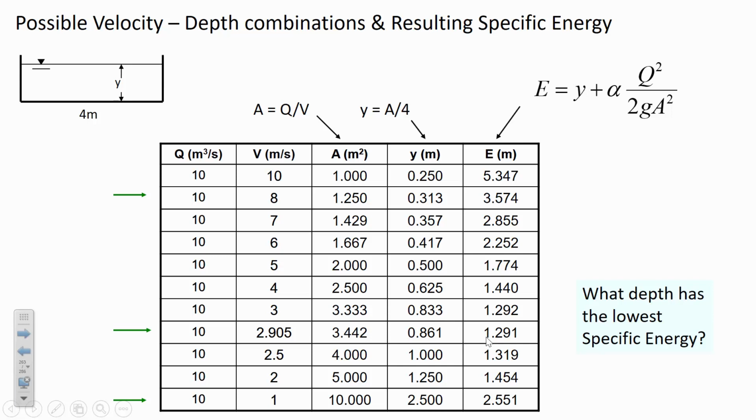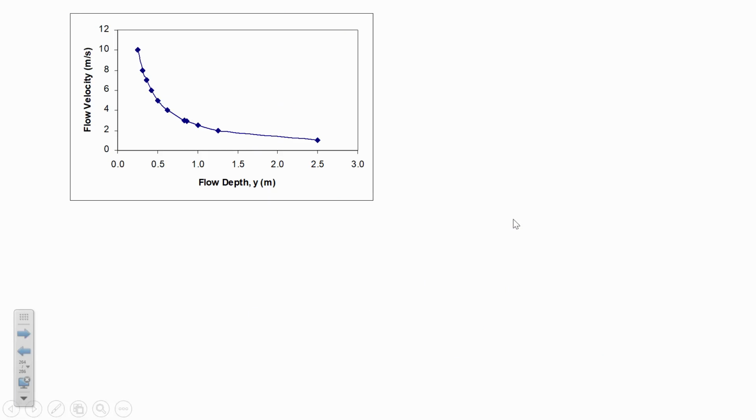There's also this point of minimum specific energy, and you may be wondering why I picked such an odd velocity and why it ended up being this odd depth. There's a reason. I chose that odd velocity because I knew that was the velocity that corresponded to the lowest specific energy. And so this point of the lowest specific energy is an important dividing line that we'll look at graphically. So we can take this information and graph it.